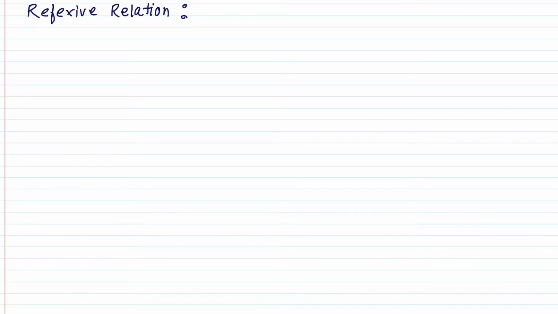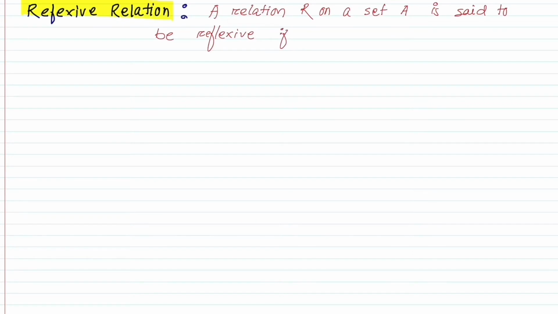Now let me tell you about reflexive relation. What is reflexive relation? A relation R on a set A is said to be reflexive if (x, x) belongs to R, or it can also be written as x R x, for all x belongs to A. This symbol represents for all.